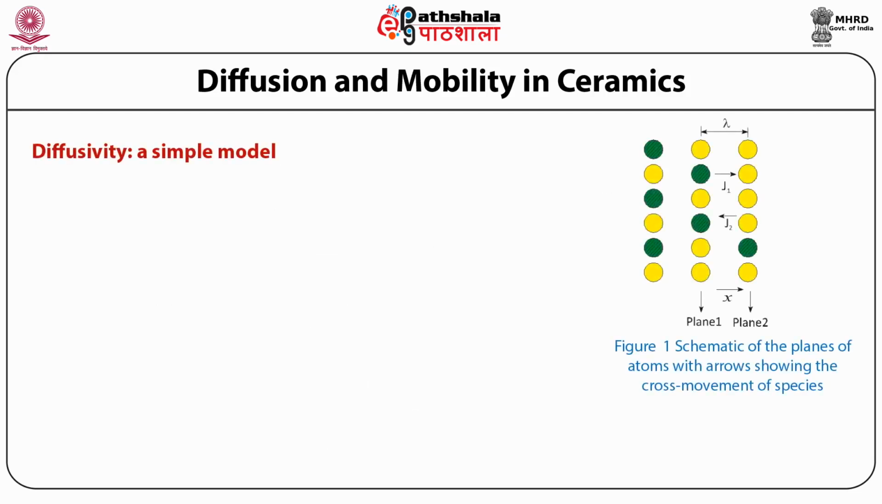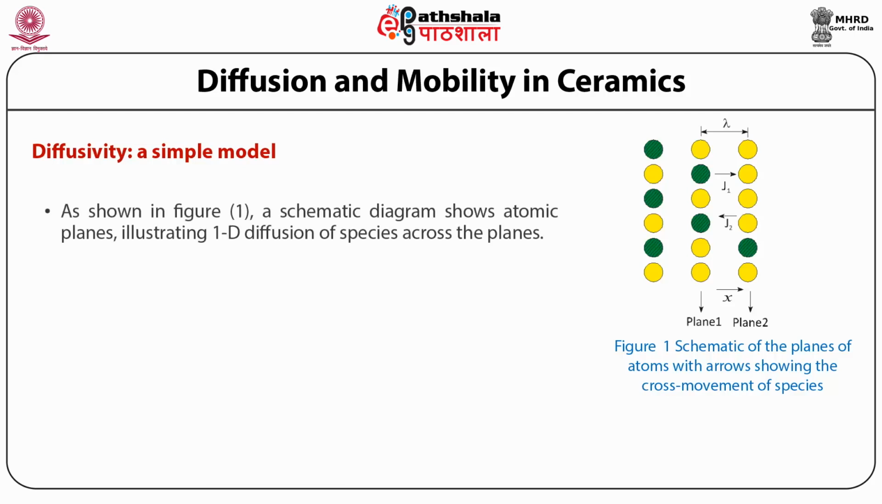Diffusivity, that is a simple model. So let us discuss the diffusion model. Students, you can see on the left hand side of the slide the schematic of the planes of atoms with arrows showing the cross movement of species. You can see that the J is changing for each part. As shown in this figure, the schematic shows the atomic planes illustrating a one-dimensional diffusion of species across the plane.